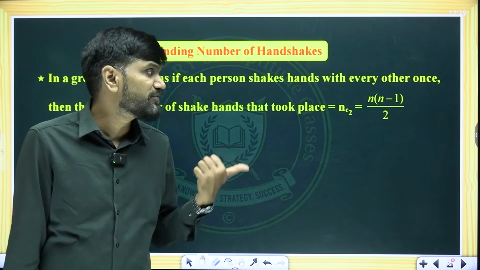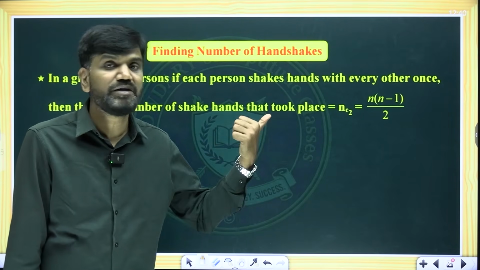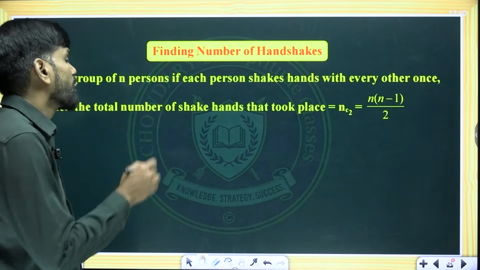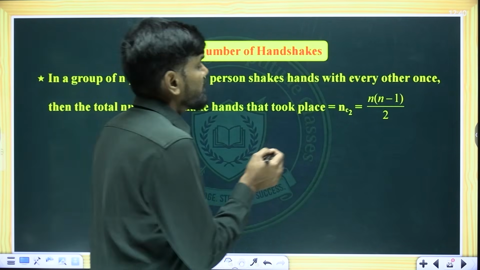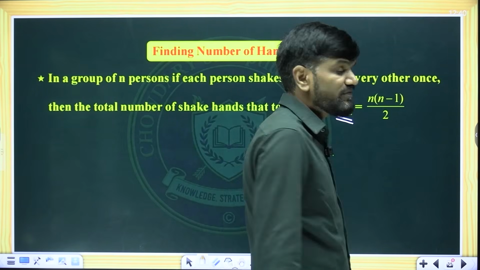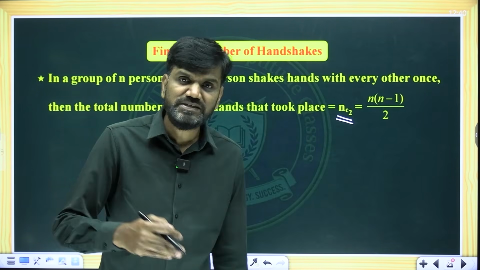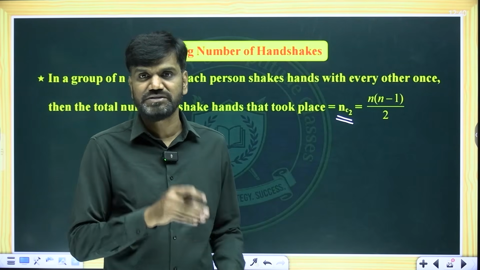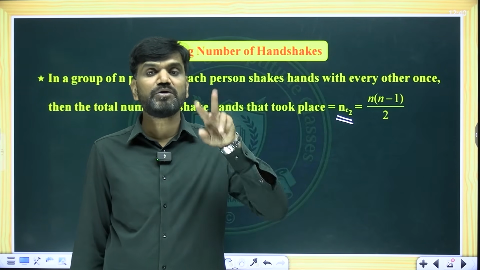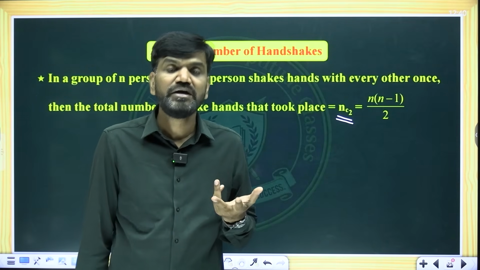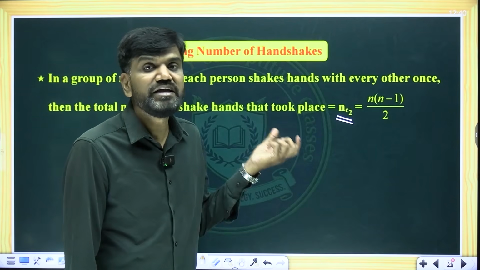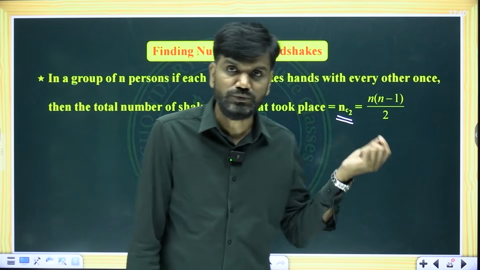That nC2 on simplification is written as what? n into (n minus 1) by 2. Why nC2? Because for a handshake to take place, we need 2 people. Out of a group of n people, if each person is shaking hands with every other person, then we have to count in how many ways you can choose 2 people out of the n people available, and that will be nC2. That nC2 on simplification will become n into (n minus 1) by 2.